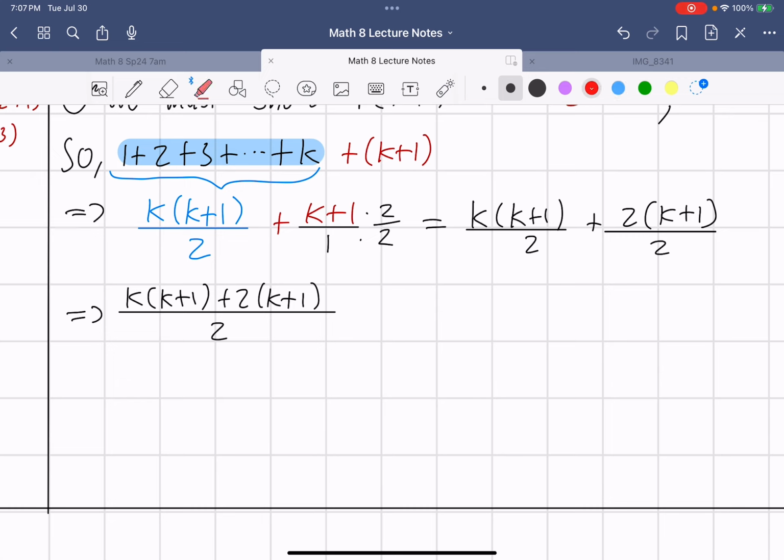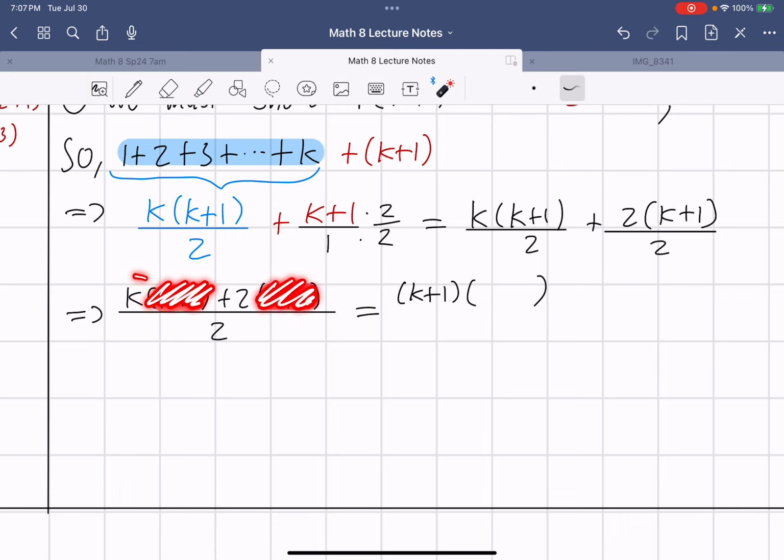They both have this k plus 1 in it. So instead of distributing everything and then refactoring, which you can if you want, and I would actually tell you to try that if that works better for you, I recognize I can factor out k plus 1 from this first term and this second term. That leaves me with k plus 2 inside here.